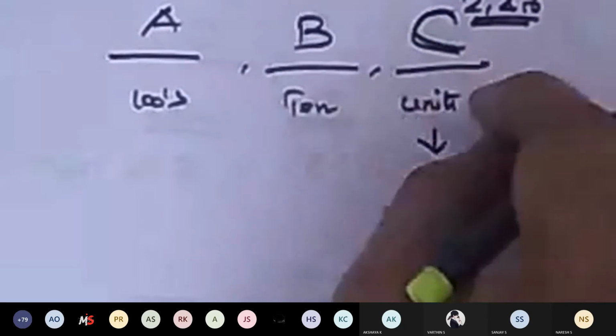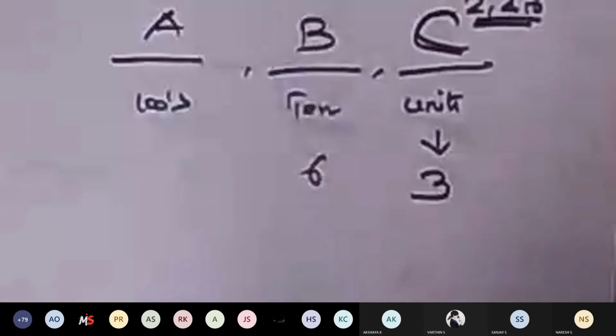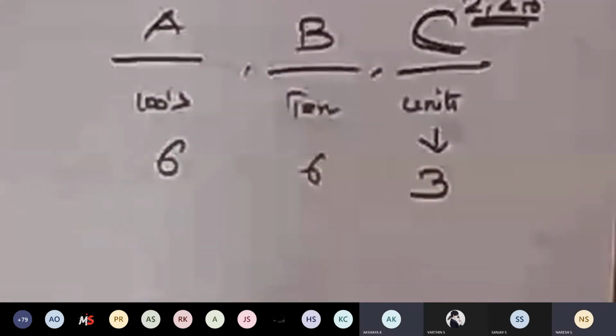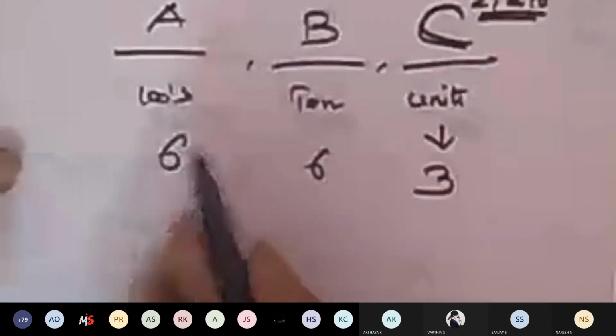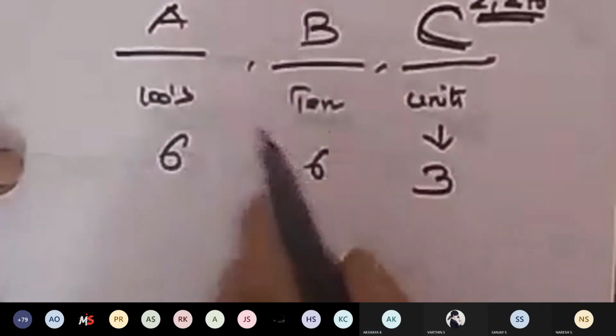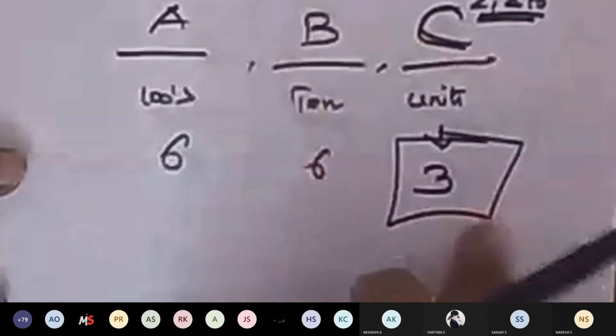What about the second one? It may be even or odd, it doesn't matter. The last digit will be the even number. So I can take any number out of 1, 2, 3, 4, 5, 6. What about the 100s place A? 6, sir. Any numbers I can take. Even in the 10s place, I can take any number out of 6. It doesn't matter. But when it comes to position C, the units place, I should use only 2 or 4 or 6. Then only it is called an even number.